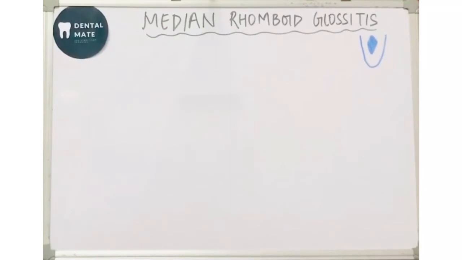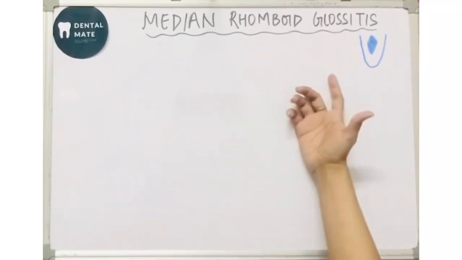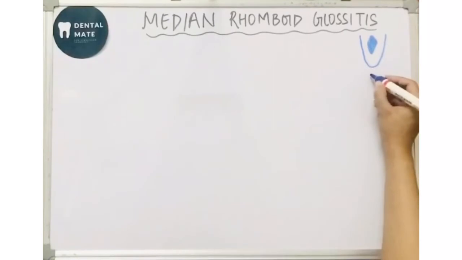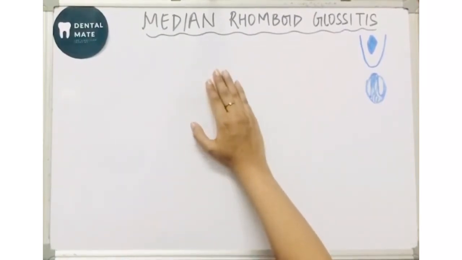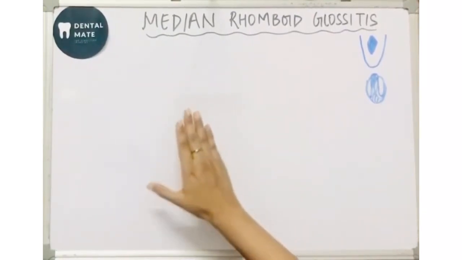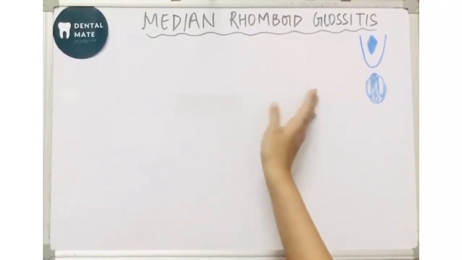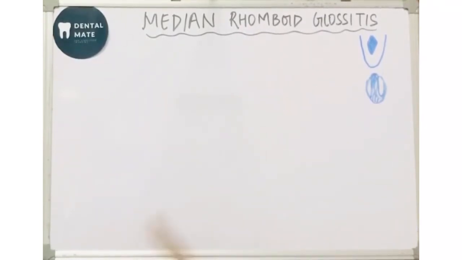If we talk about the development of the tongue, the two lateral processes from the pharyngeal arches fuse, and there is one tuberculum impar in the center. This tuberculum impar and the two lateral processes fuse and form the tongue. Now in this developmental disturbance, median rhomboid glossitis, there is failure of the embryonic tuberculum impar to cover the lateral processes of the tongue.